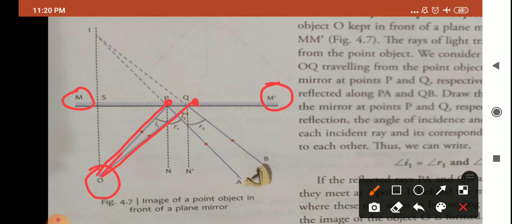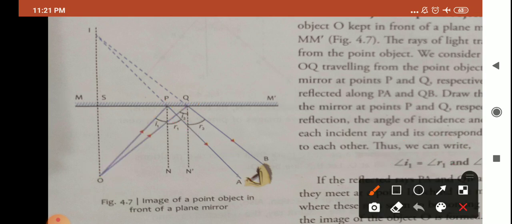Suppose this ray, OQ, is incident on this mirror and making an angle with the normal, I1, so it is going to reflect like this. And suppose it is making an angle of reflection R1. So they are going to follow the laws of reflection. Hence we can say that angle I1 will be equal to angle R1.